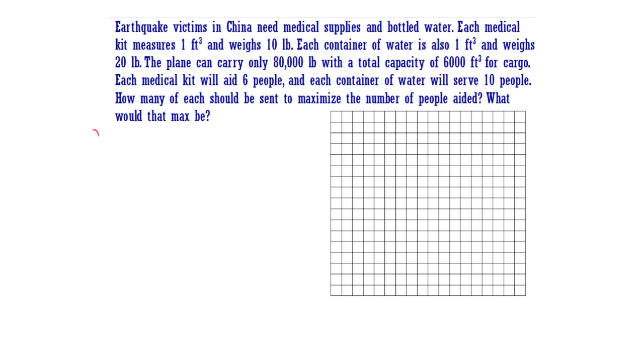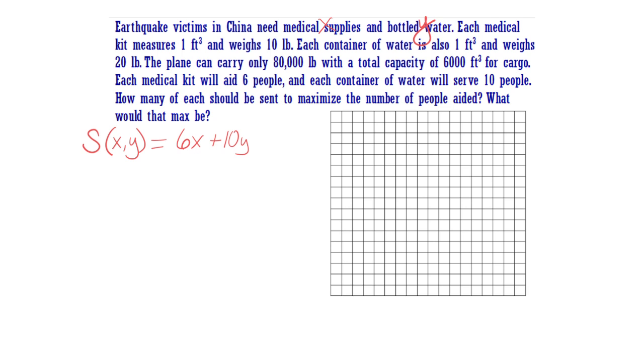I guess I'm going to do an S function again, serving people here with respect to X and Y. I'm going to go ahead and let medical supplies be X and bottled water be Y. So when I talk about the medical kits serving people, each medical kit aids 6 people, so that's 6X. When I talk about water, that's going to serve 10 people, so I'm going to go 10Y. That is going to be the objective function that I come back to later.